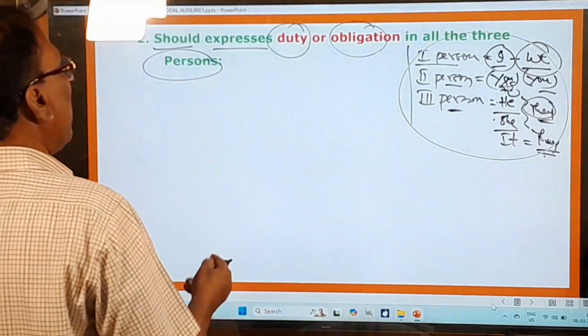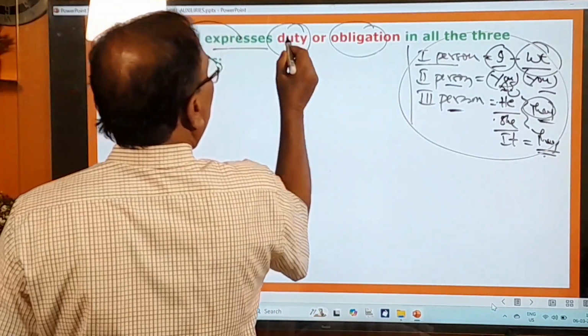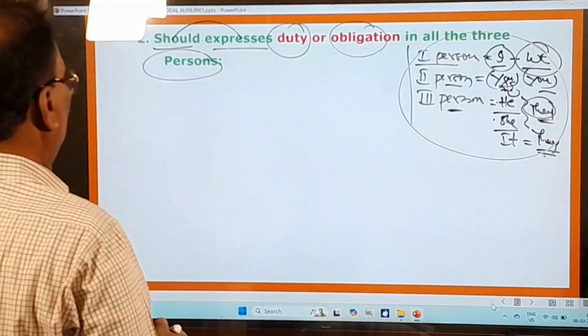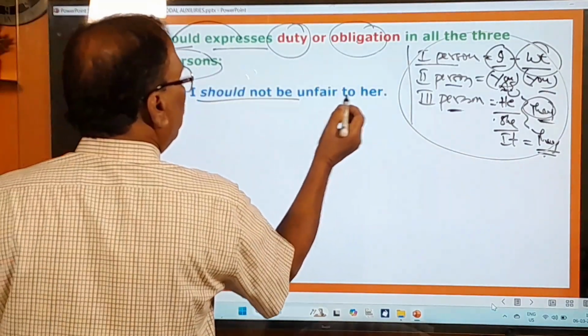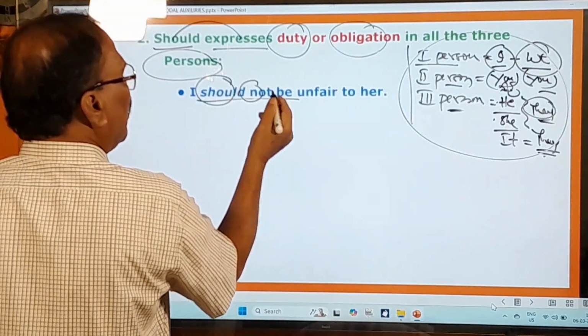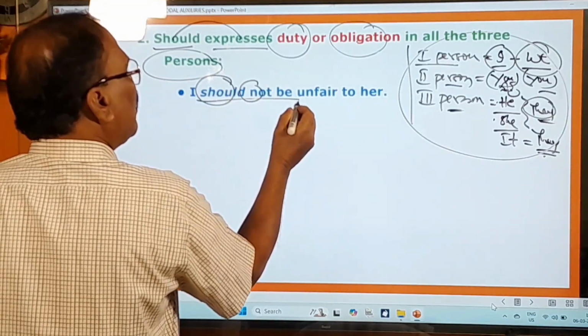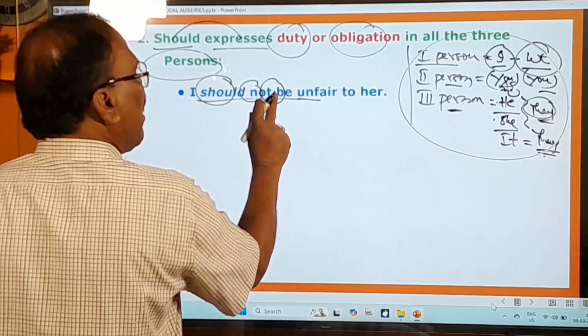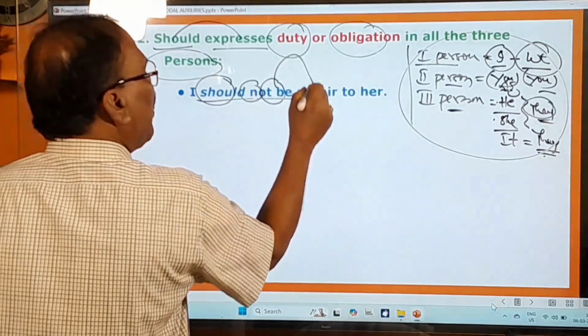So here, what is that? This should expresses duty or obligation in all the three persons. Some examples are given here. I should not be unfair to her. So should is there, not is there, should not. Okay, whenever you want to use other than a verb, you must use this be, this primary auxiliary. I should not be unfair to her.